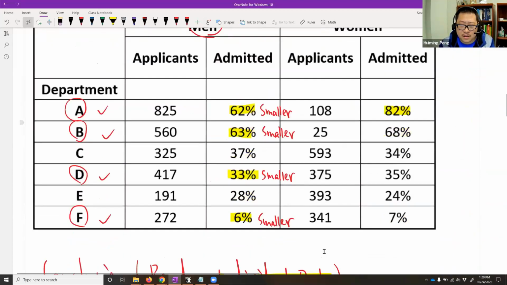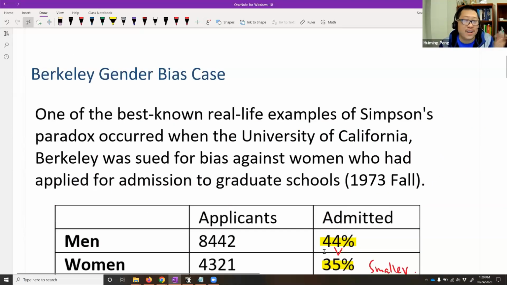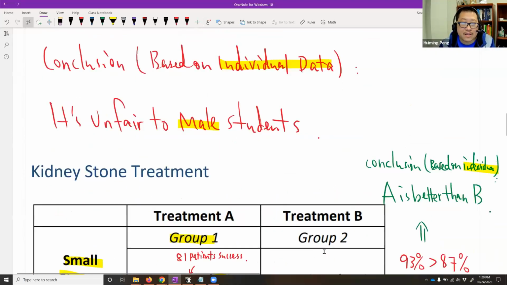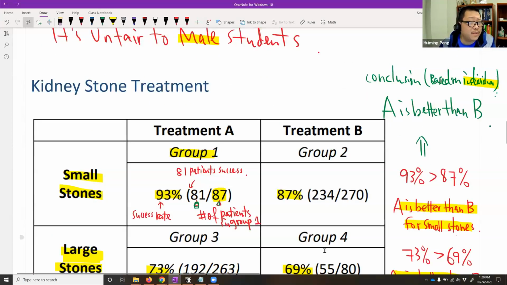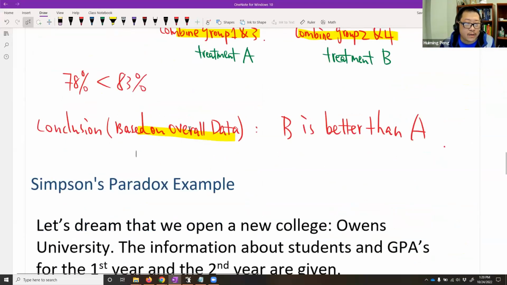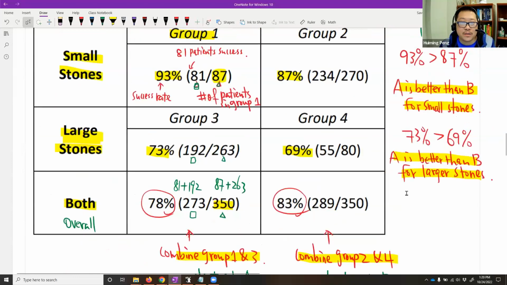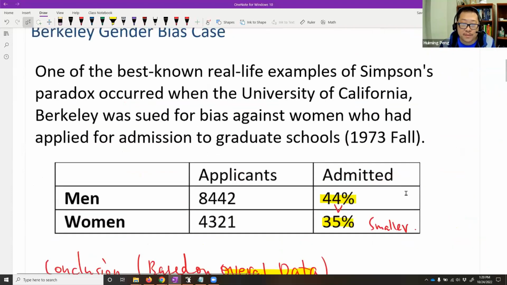See, and this is an example. And the background, gender bias, the second, kidney stone. Both are real data. My conclusion is that both conclusions, no matter whether it is the individual conclusion or the overall data conclusion, are false. Both of them are false. You cannot believe in any data. The reason is the number.